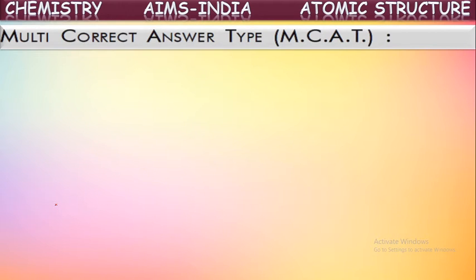Okay, first among them, we say about multi-correct answer type questions. Here, there will be four options as usual, but out of four options, there will be one or more than one correct answers for each question. So, read the question and options carefully and select all the correct answers. See the first one.